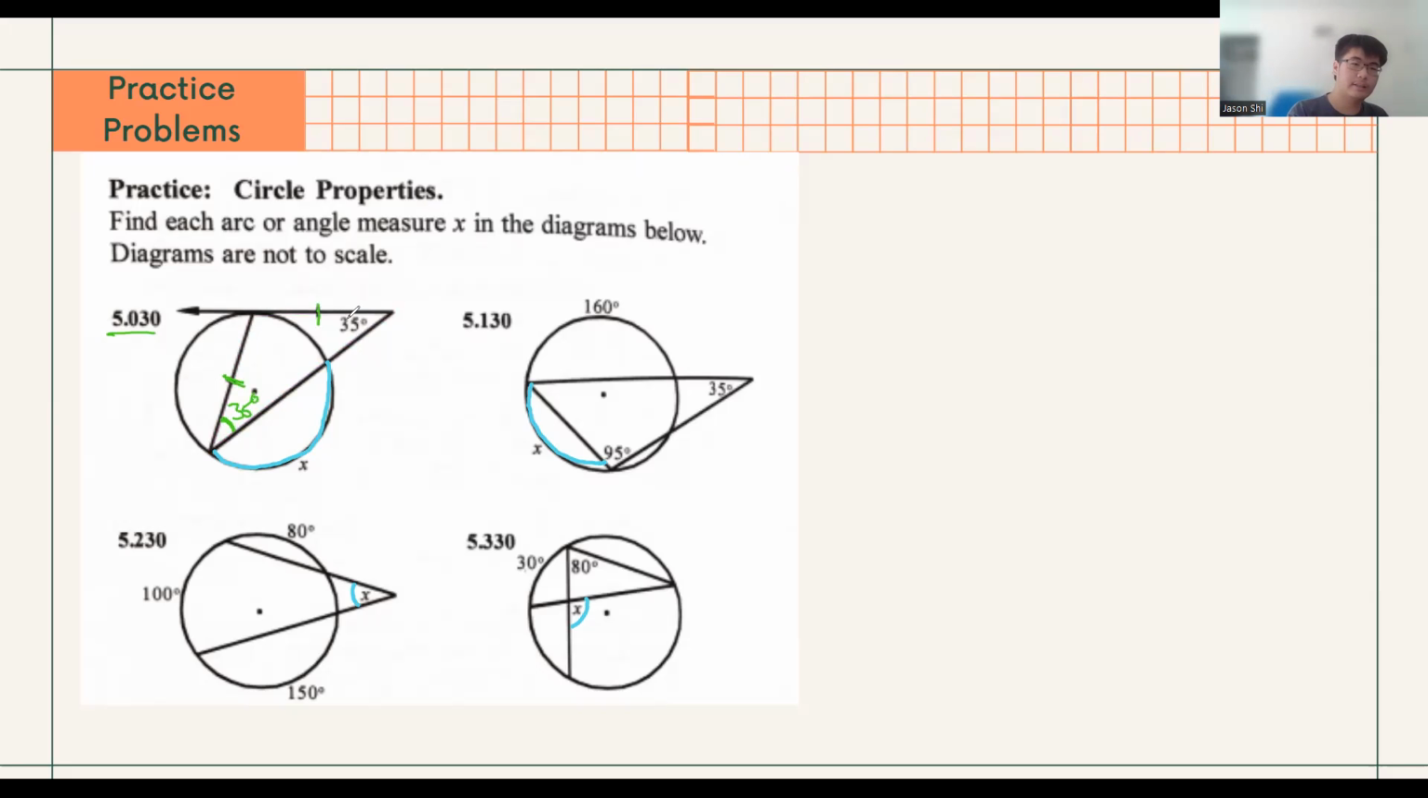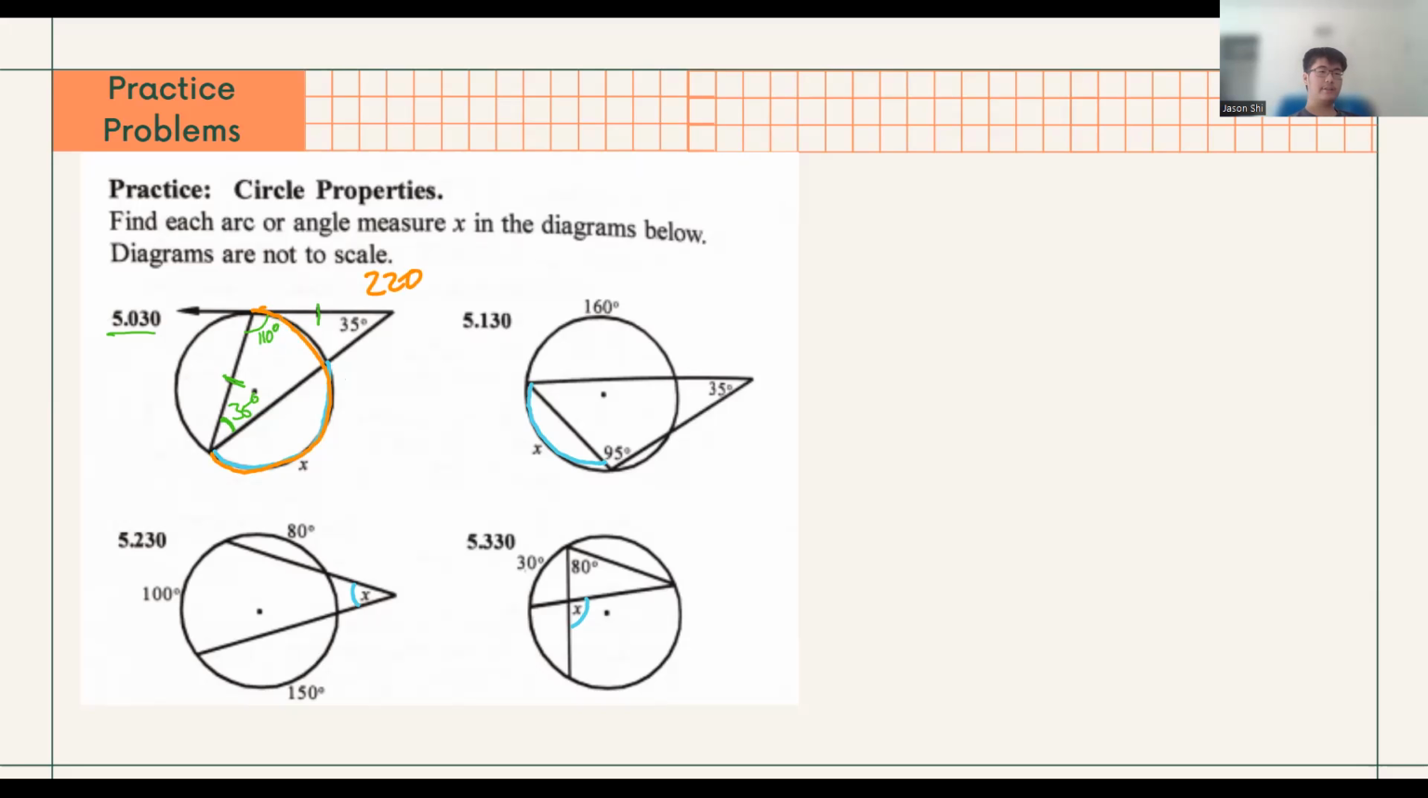And now this plus this is 35 degrees, so this is 110 degrees, right? Now we know that this is 110 degrees. So what do you think the measure of this big orange arc is? 220. Yes, it's 220 because it's twice of this thing over here.